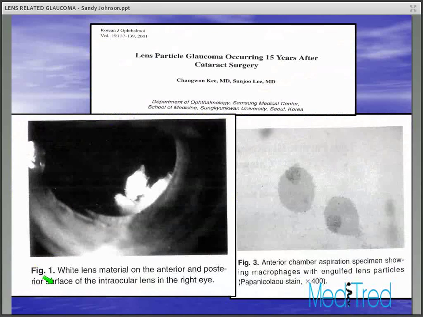And here's an old paper on this particular problem, and you can see that this patient had fluffy white lens material, much like the boy that was presented. And he had an anterior chamber aspirate, this particular patient, and there were some macrophages engulfing this cortical material. And this was a paper from Korea.